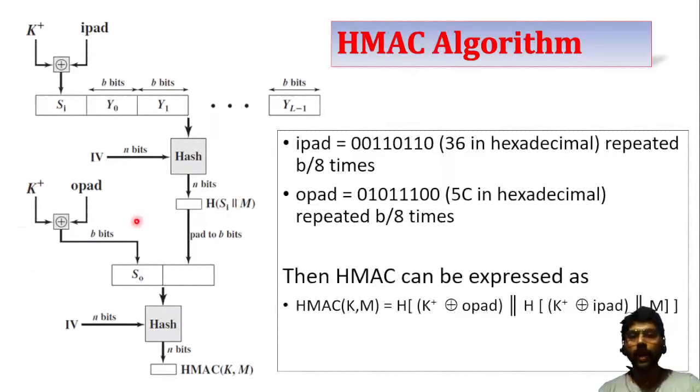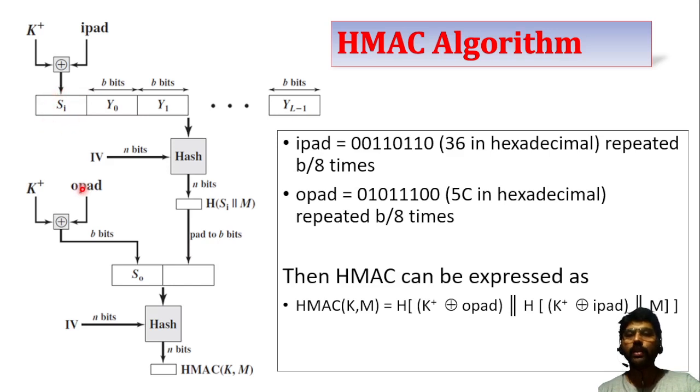Next is called IPAD. IPAD means an 8-bit value, and its value is 36 in hexadecimal. This is XORed with the key, and in binary format it is 00110110, and this IPAD is used for transforming half of the bits.